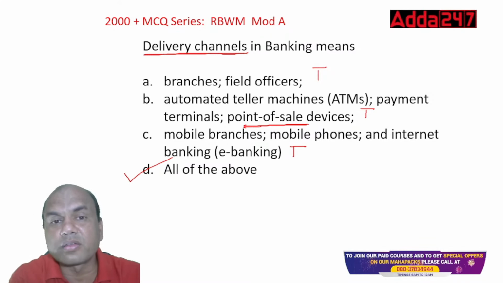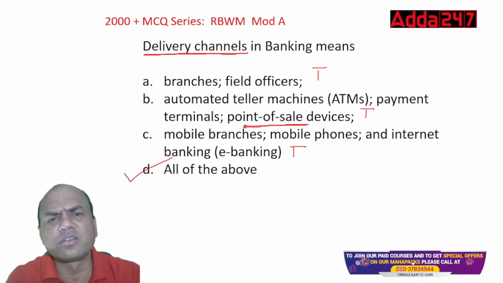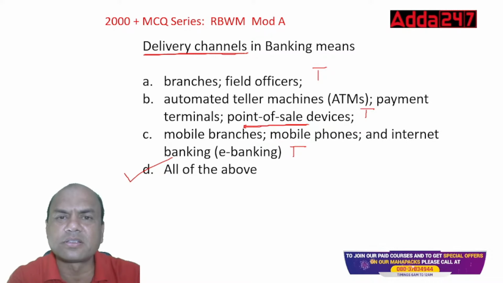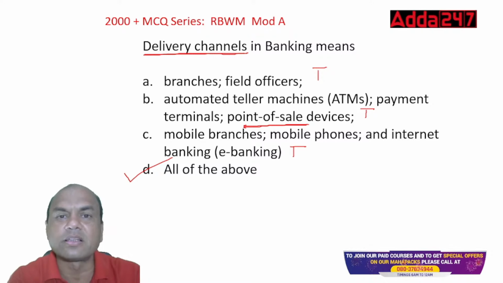Do you want a personal loan up to 10 lakhs in just 3 minutes? What is that? Personal loan up to 10 lakhs in just 3 minutes. Click on this link. What is that? Delivery channel. Any way by which we can reach the customer is known as a delivery channel.